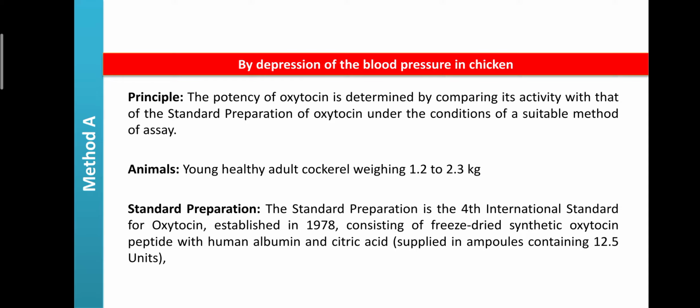Regarding animals, here we use young healthy adult cockerels or chickens, weighing 1.2 to 2.3 kg. Animals of this weight should be healthy and considered for the practicals. The conditions are that they should be maintained on a healthy, uniform diet, the same diet and same amount for all animals, and the same environmental or experimental lab conditions, where your animals are kept in quarantine. The quarantine conditions are similar for all the animals.